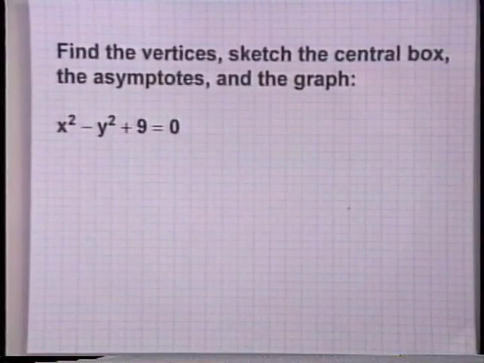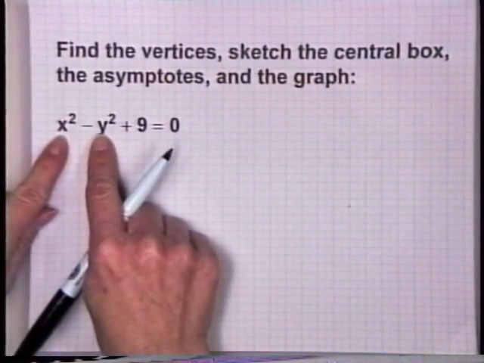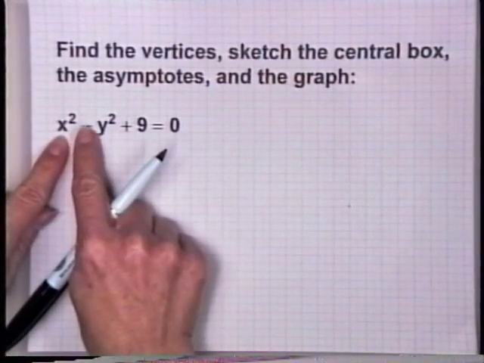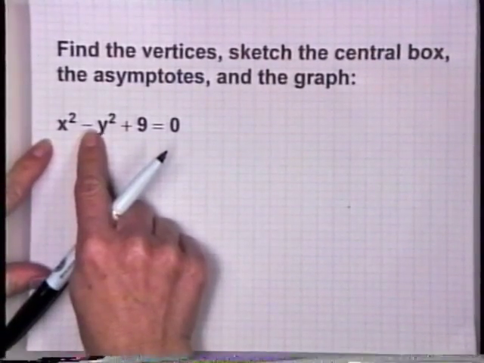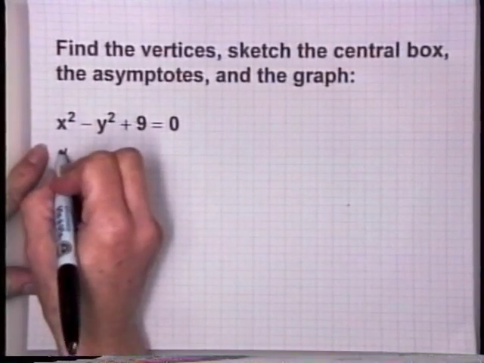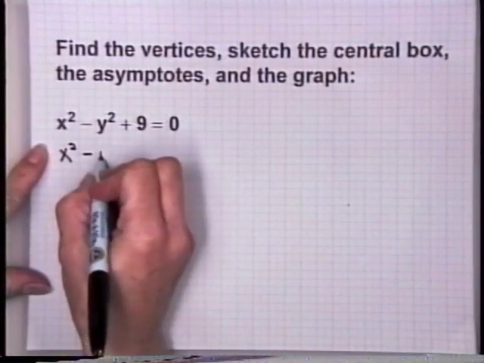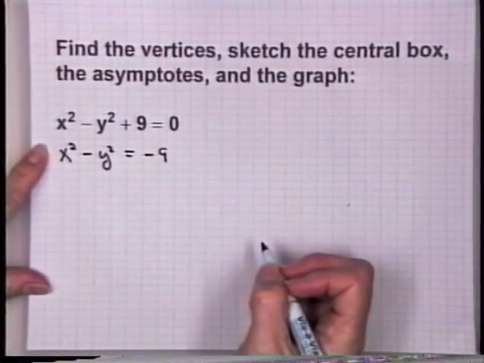Let's look at this equation: x squared minus y squared plus 9 equals 0. Notice I have x squared and y squared, and there's a minus sign between them. That's what tips me off to look for a hyperbola. Now, you'll notice this time I've got everything on this side of the equation, so let's move that 9 to the other side. x squared minus y squared will equal a negative 9.